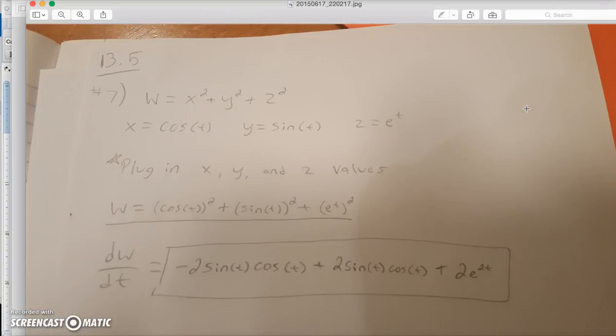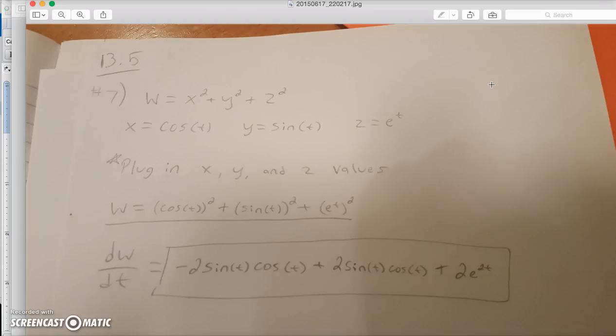Now we'll go on to the other method. The other method would be, before anything, rather than using that formula, simply define W in terms of t. So as you see here, number 7, they gave us the formula W equals x squared plus y squared plus z squared, and then they gave us values for x, y, and z, as shown right here. And they also wanted us to find the change in W with respect to t.